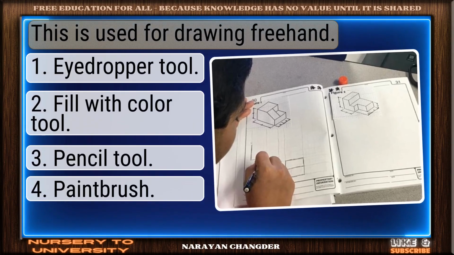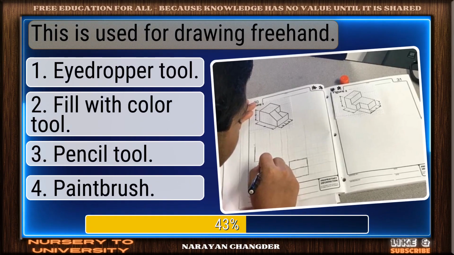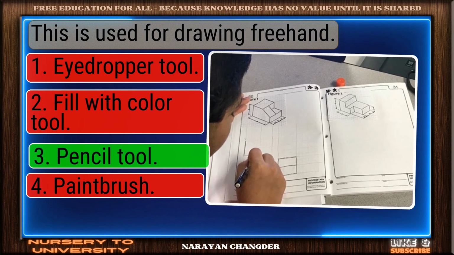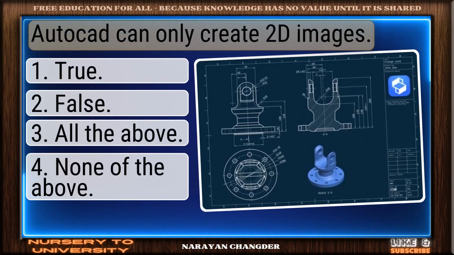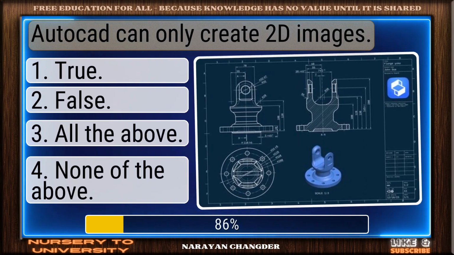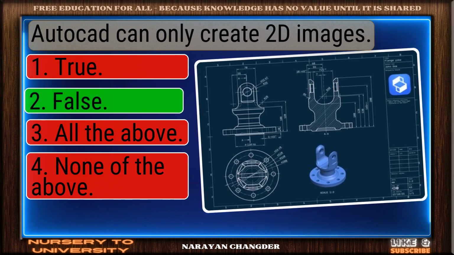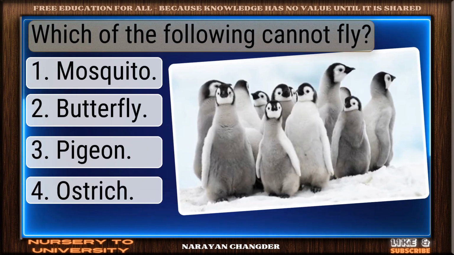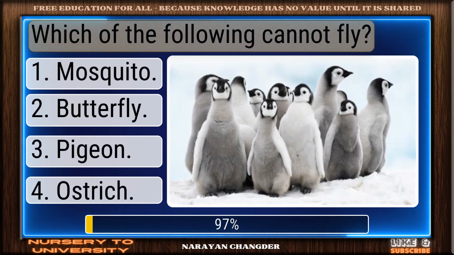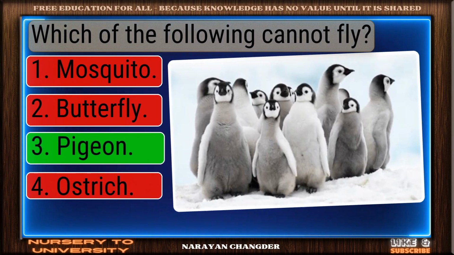This is used for drawing freehand. Sharp thinking. Pencil tool is right. AutoCAD can only create 2D images. Great job. False is accurate. Which of the following cannot fly? Perfect. Pigeon is the one.